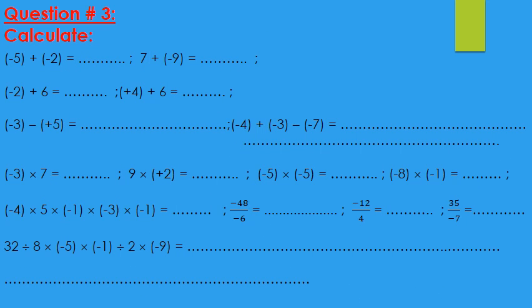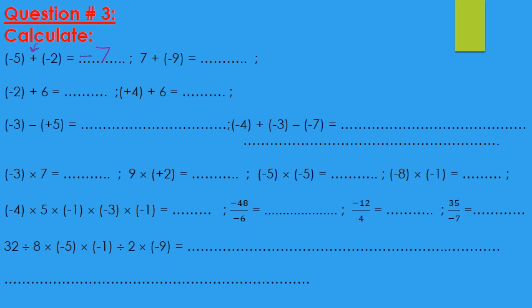Question number 3, we should calculate addition, subtraction, multiplication, and division of signed numbers. First, we have -5 plus -2. Addition of two signed numbers having the same sign, so the sign will be negative, and we add 5 plus 2 is 7, so it's -7.